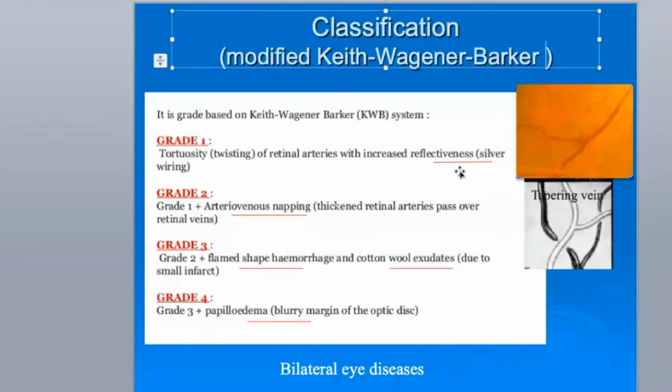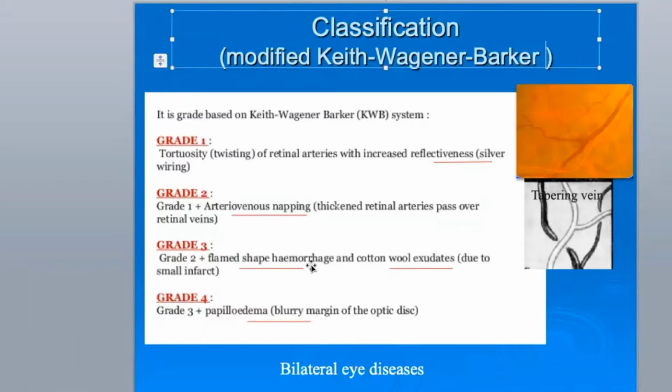Yeah. So grade 1, you see silver wiring. Grade 2, the moment you see AV nipping, you know it's grade 2 hypertension. Just look for all those important signs. Yeah. The moment you see hemorrhage, you know it's already grade 3. Okay. Usually it comes with cotton wool spot and also hard exudate. Selalunya it comes together. When there is flame shaped hemorrhage, it comes with cotton wool spot.